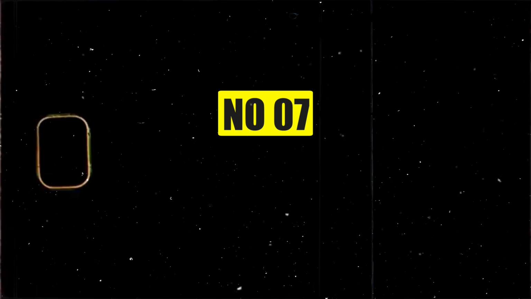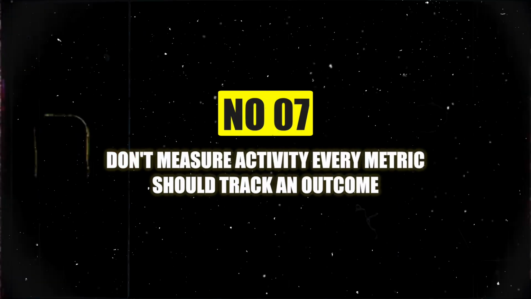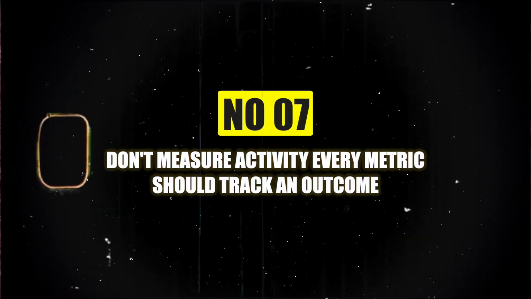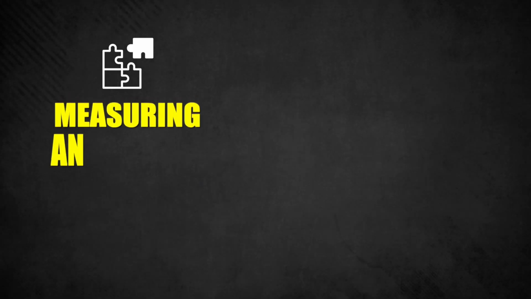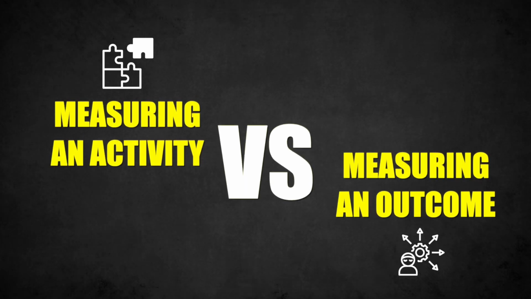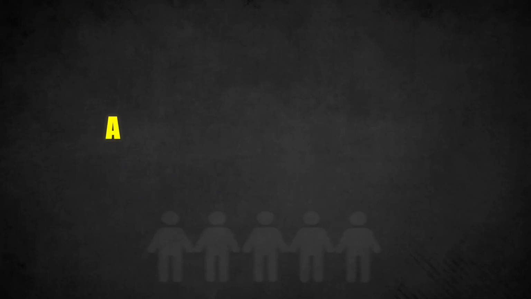Tenet number 7 is don't measure activity. Every metric should track an outcome. And this is a hard one for people to really get their heads around. So measuring an activity versus measuring an outcome is sometimes very difficult for a lot of people to get their heads around. And let me give you an example of that.